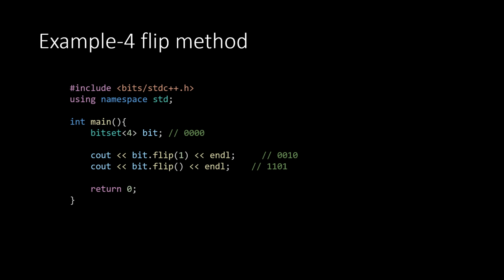Now I try to call the flip method again. So now it converts to 1, 1, 0, 1. You can see that all the bits are flipped. If I give the index, it will flip the particular index only. If I do not pass any parameter, it will toggle all the bits.